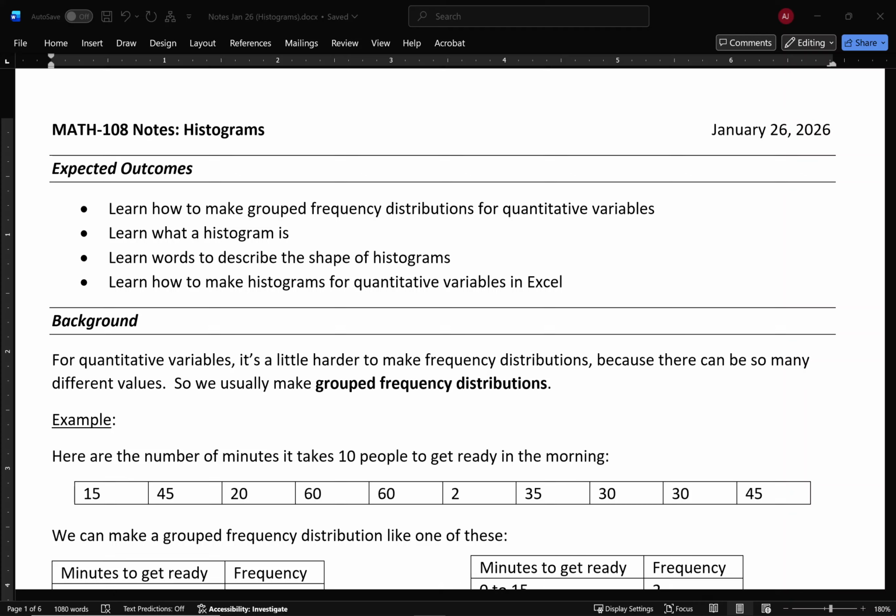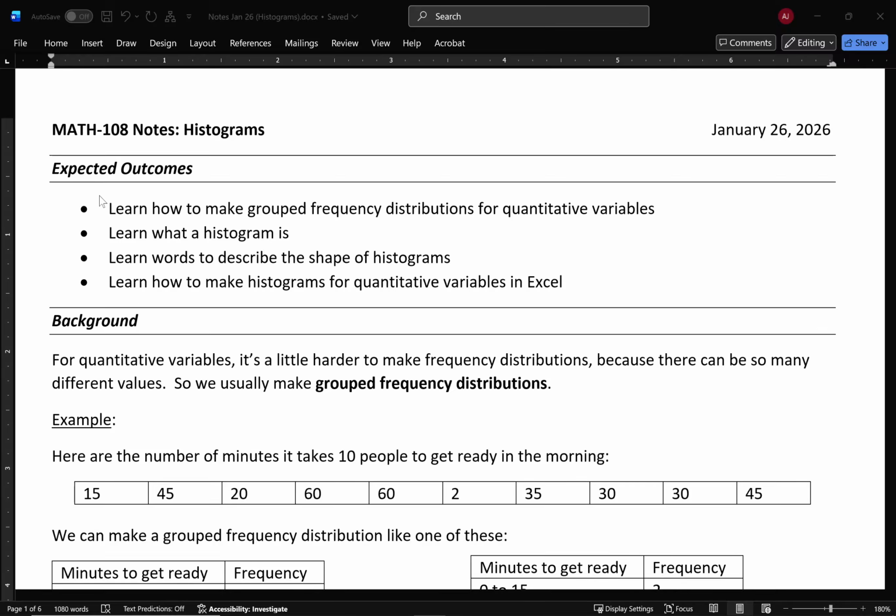Hello everyone. In this video I'm going to go over today's class notes with you, which are about histograms, and so we'll learn some concepts and vocabulary words together, and then I will show you some examples of how to do things in Excel, and that will prepare you for your homework and your quiz during next class.